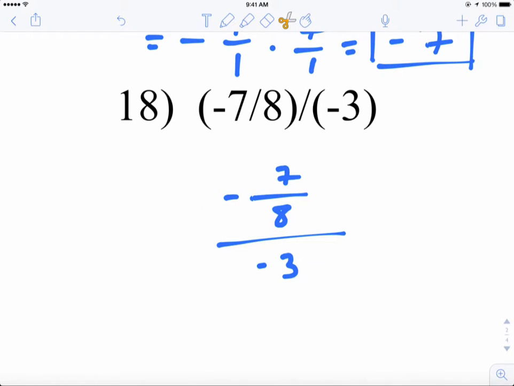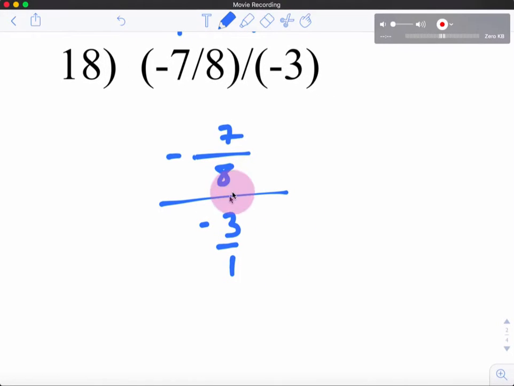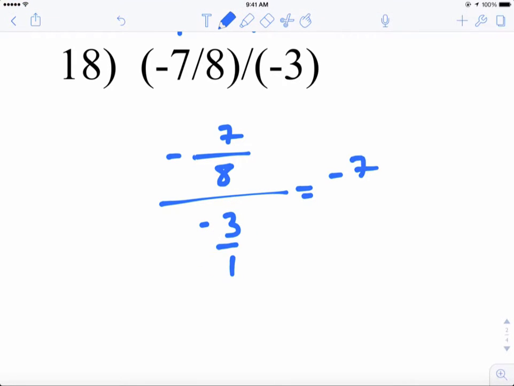All right. Once again, I think it's a good idea to write our denominator as a fraction. We've got negative 7/8 divided by negative 3 over 1. So let's just write this instead as negative 7/8 multiplied by the multiplicative inverse, in this case, negative 1/3. I'm not seeing a whole lot of reducing we can do. I think we get 7 over 24.